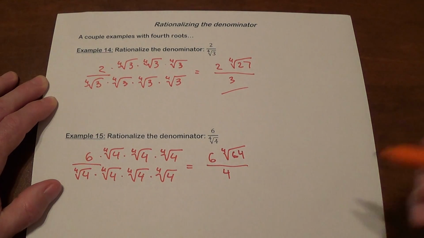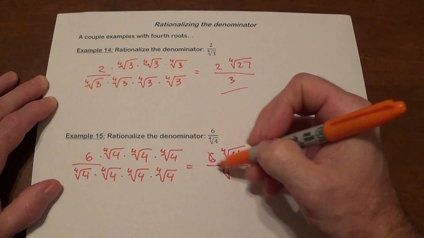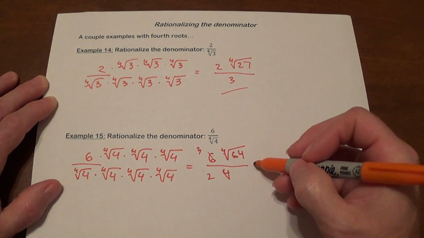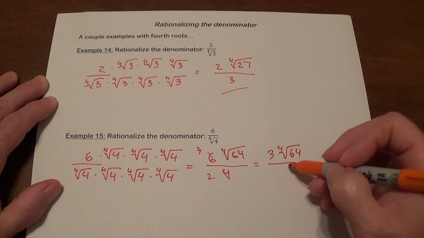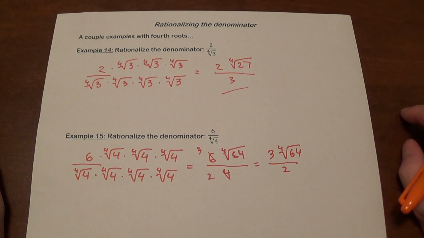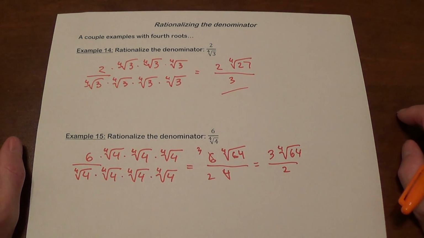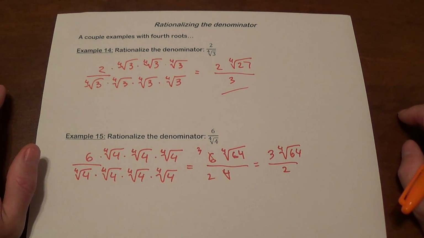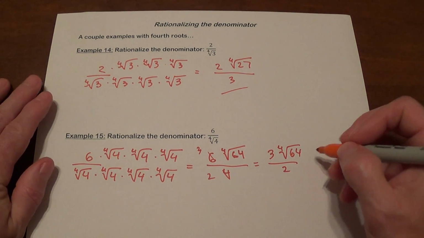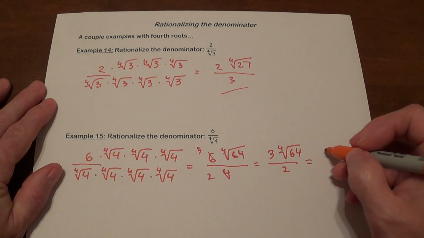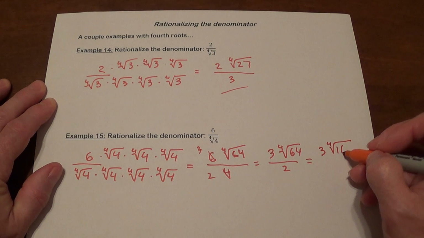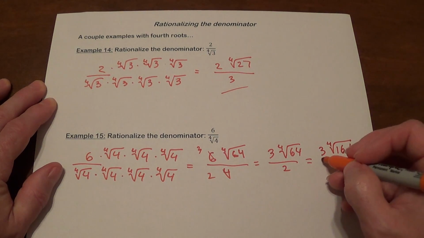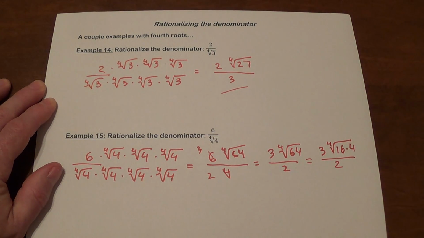We can first of all simplify 6 and 4. It's going to give you 3 and 2. So we're going to have 3 4th root of 64 divided by 2. But also, 4th root of 64, is there a perfect 4th power that goes into 64? The answer is yes, 16. 16 is 2 to the 4th power. So 3 times the 4th root of 16 times 4 divided by 2.